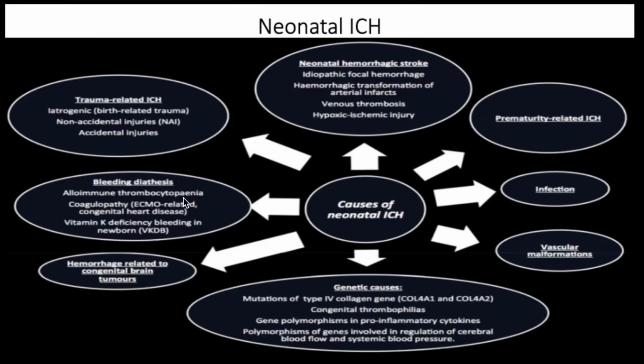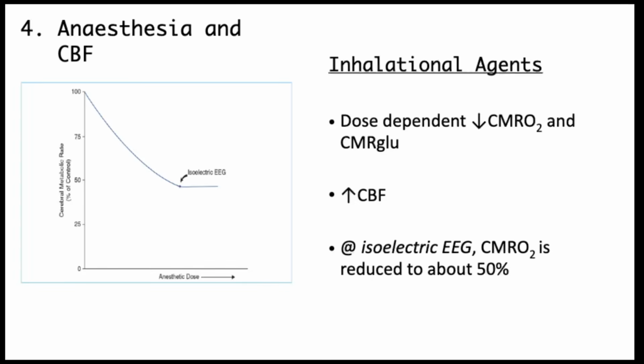It can also come from a bleeding diathesis. It can come from congenital brain tumors, non-accidental injuries, God forbid, and then genetic. But the most common ones we will see will be prematurity related, infection related, and as I say, hopefully not, but it is still an issue, iatrogenic related intracranial hemorrhage.